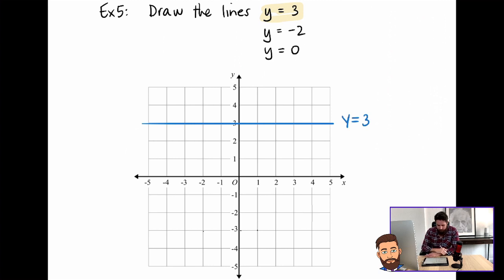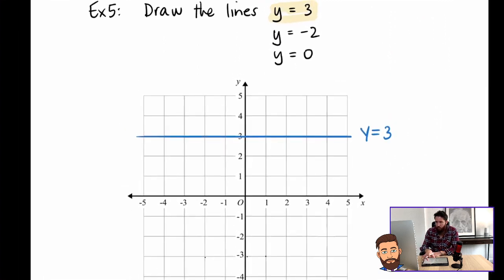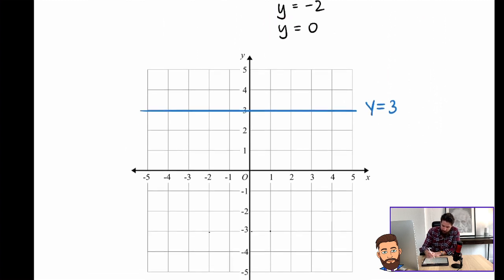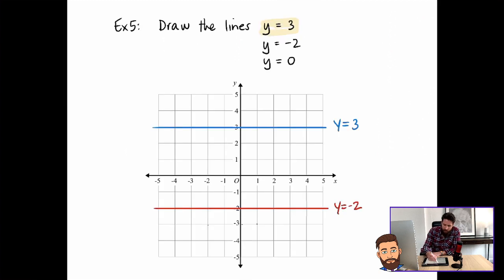Y equals minus 2. What does the line y equals minus 2 look like? Well, again, it is a line that goes through the y-axis at minus 2. The minus 2 is on the y-axis here, and I just need a line that goes directly through that. So this would be y equals minus 2. And hopefully you're starting to see a pattern, and maybe even done it yourself, which is brilliant.